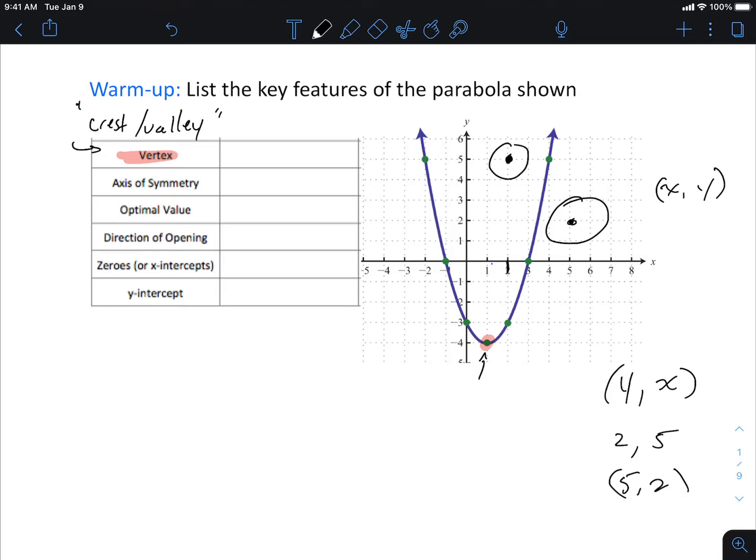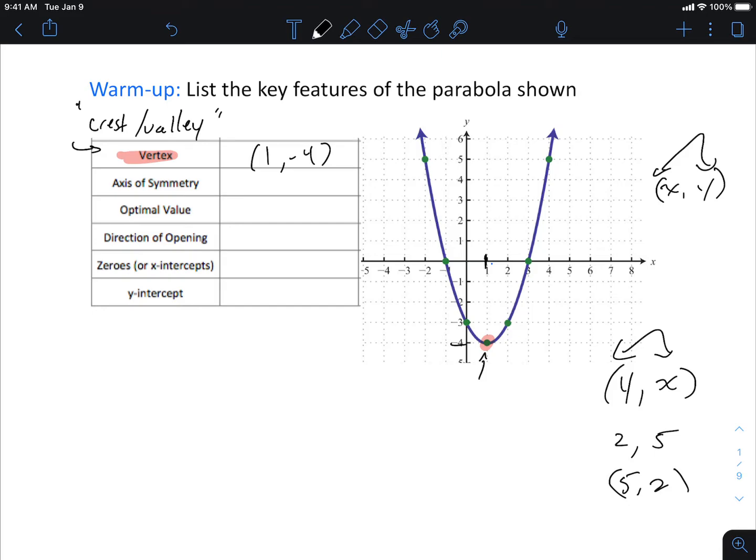And so sometimes kids write the vertex backwards, and then I have to give them half a mark, even though I know they know what they're doing. They just flipped it. So don't make this mistake. It's always x and y. So you find the point on the grid, the vertex, right? And this one has an x value of 1, so you're going to write 1, and then -4. That's your vertex.